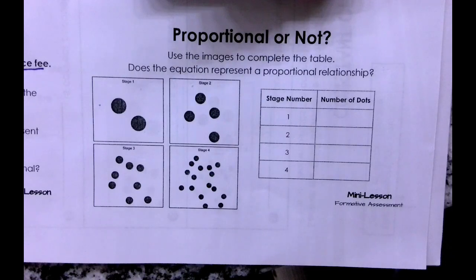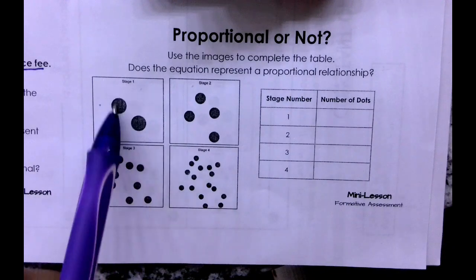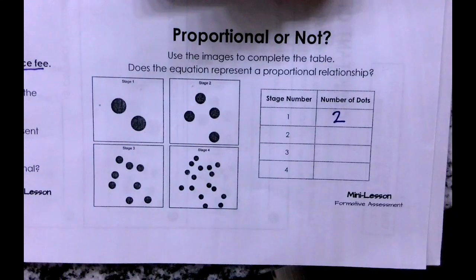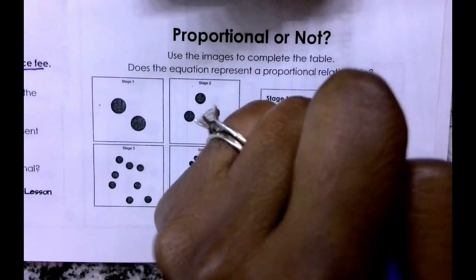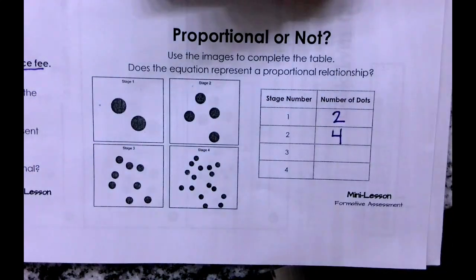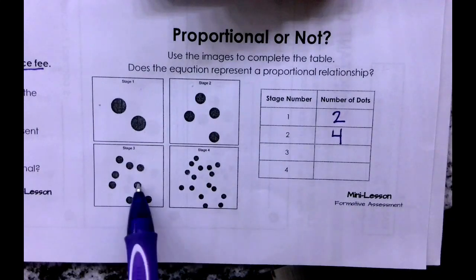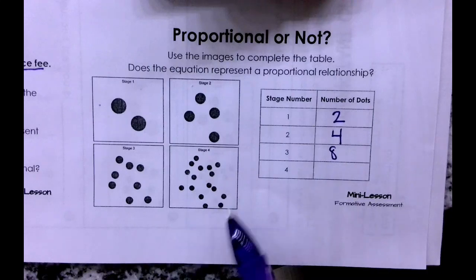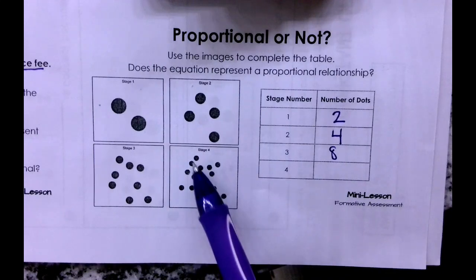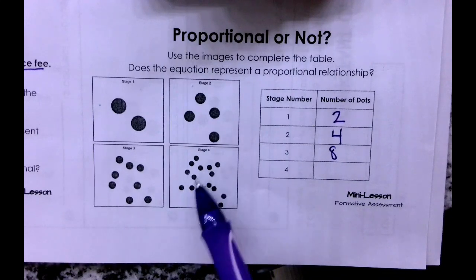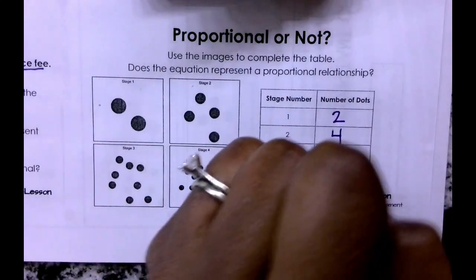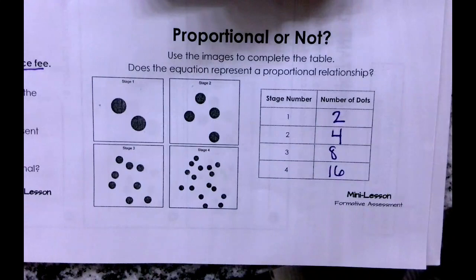So we have a couple stages or pictures. And we can see that in stage 1, there are 2 dots. In stage 2, looks like there are 4 dots. In stage 3, there are 1, 2, 3, 4, 5, 6, 7, 8 dots. And in stage 4, there are 16 dots. Alright, so is this proportional?